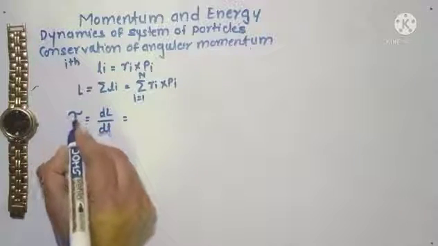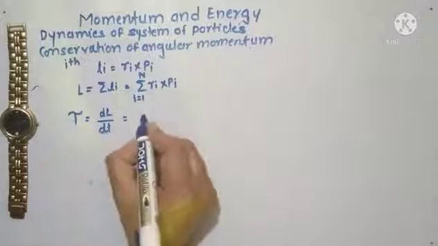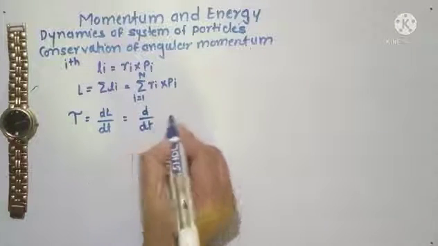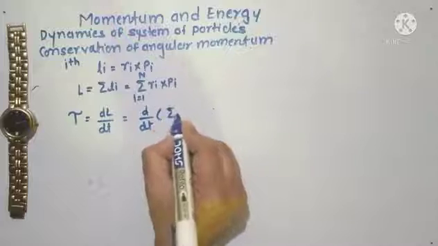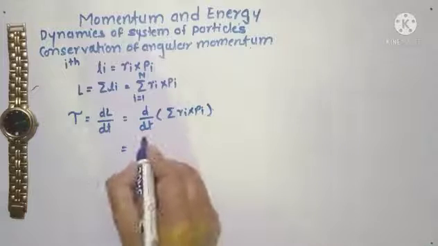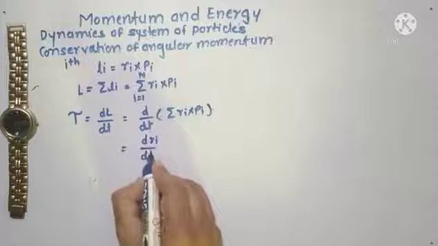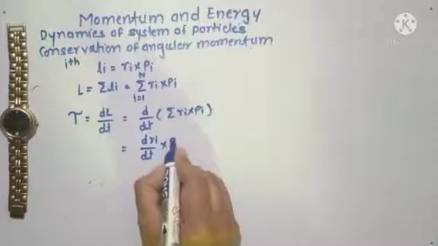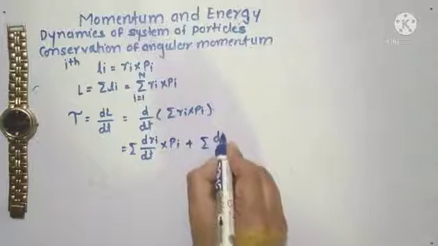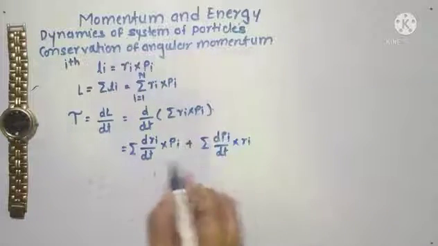So this is the total external torque acting on the system of the particles, and which can be given as dL upon dt. So I can write it here, d by dt of the summation of Ri cross Pi. So if we solve this, it will be the summation of dRi upon dt cross Pi plus the summation of dPi upon dt cross Ri.